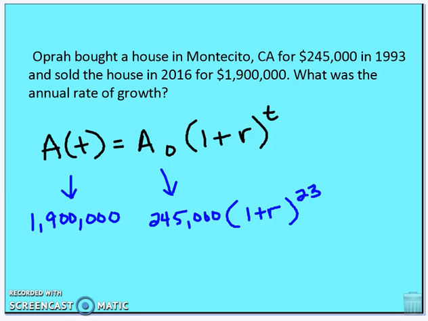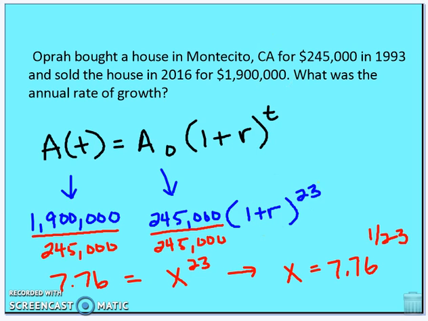All right, so we're going to fill out the values. The ending value a sub t is 1.9 million. a sub 0 is the initial value, 245,000, times 1 plus r. We know that the time in years is 23 years. And now we're going to solve for r. So first thing we're going to do is divide both sides of the equation by 245,000. 1.9 million divided by 245,000 is 7.76.